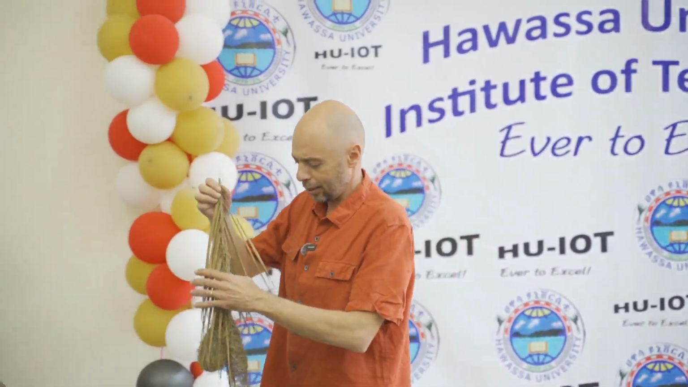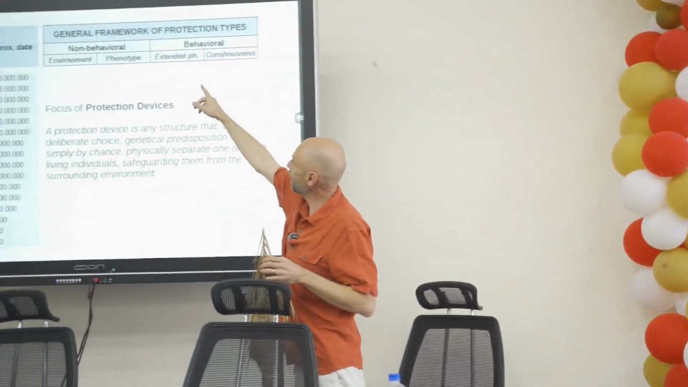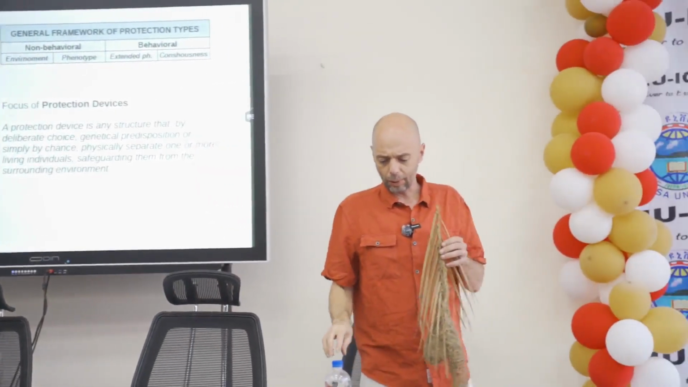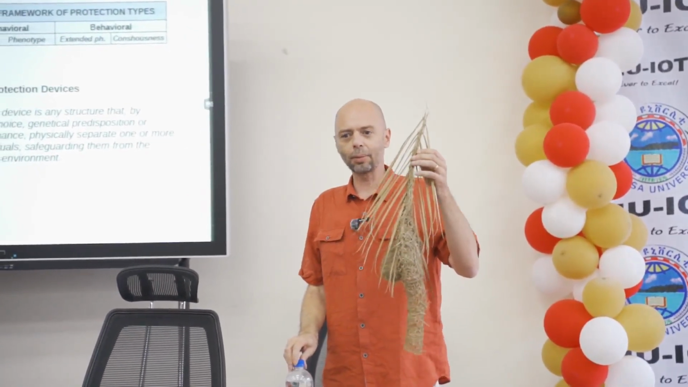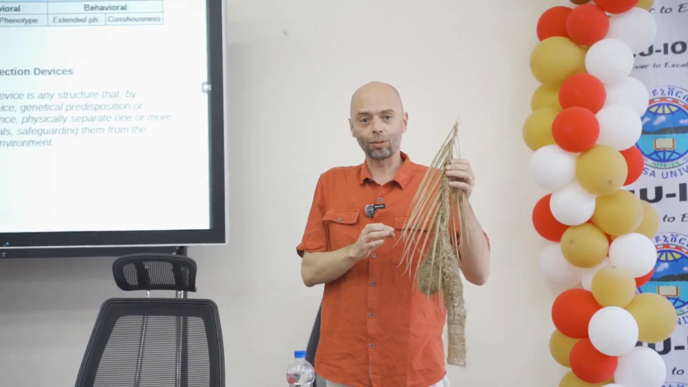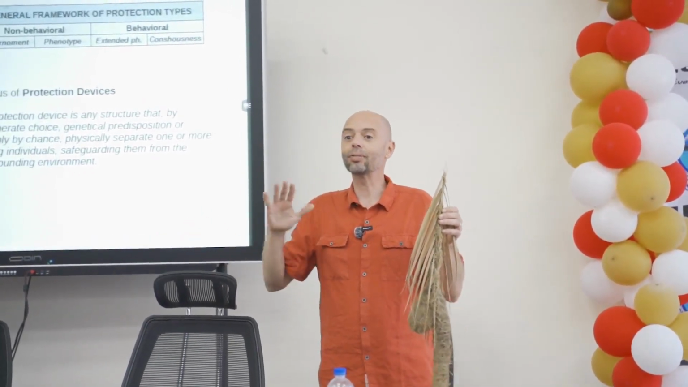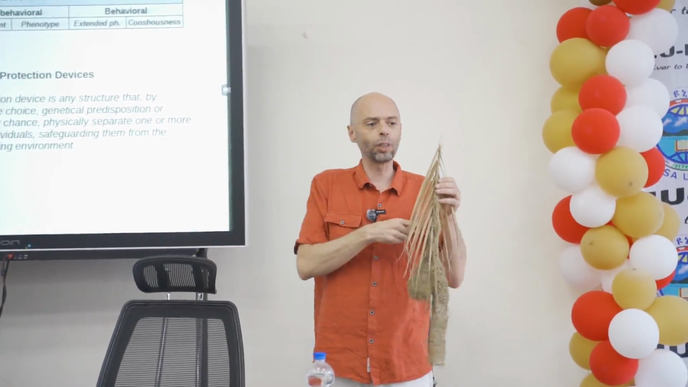What about this one? This is clearly behavioral, but I divided the behavioral protection into two categories: extended phenotypes and consciousness. What is the meaning? I have to explain this to you. If you take the egg of a bird and you hatch it in an artificial situation, so that when the bird is born, he never saw in his life a nest, even that bird will be able to build one of these nests.